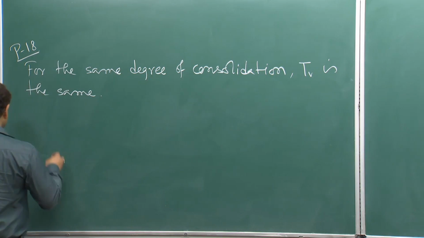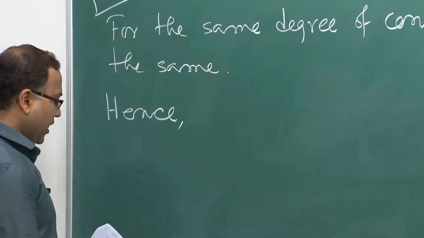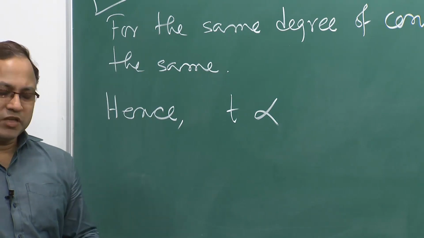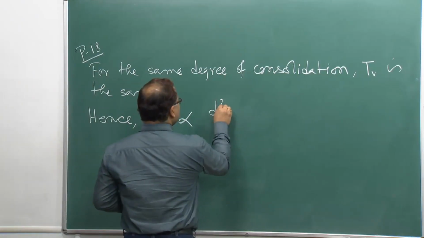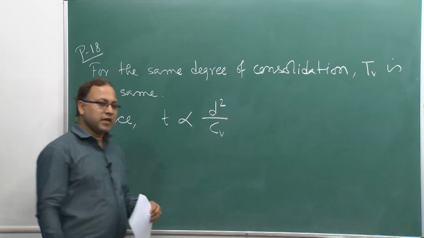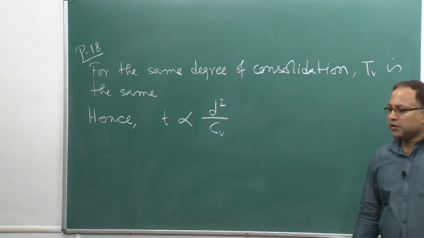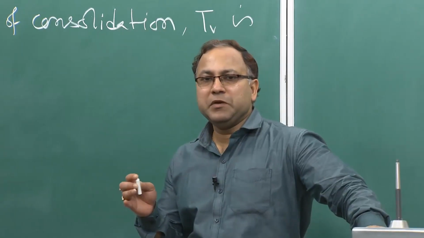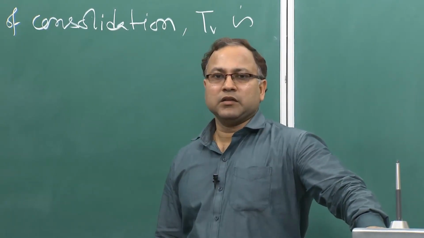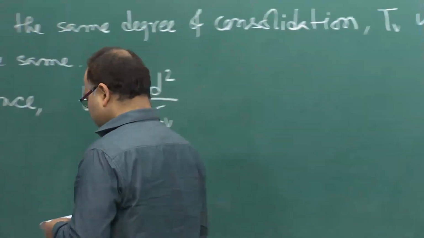So, therefore we can write that the time required for 50% consolidation is directly proportional to d square by CV. Agreed? If you recall the expression for your CV, if your time factor TV is the same, then the time required is directly proportional to d square by CV from our earlier discussion.